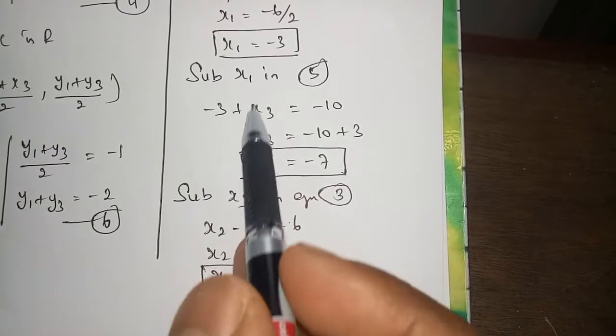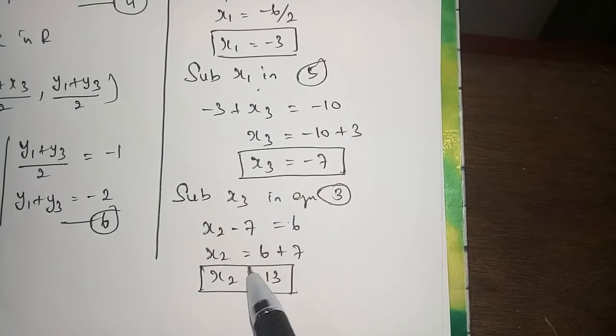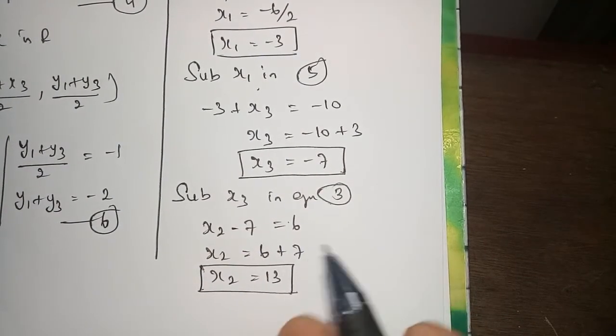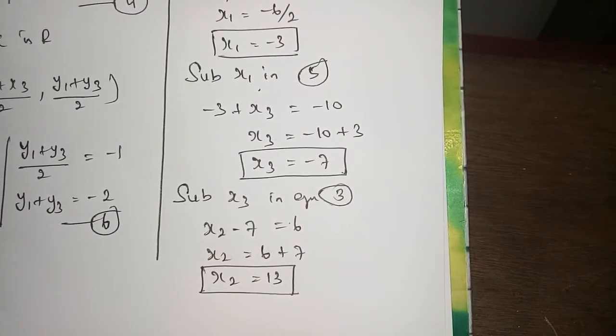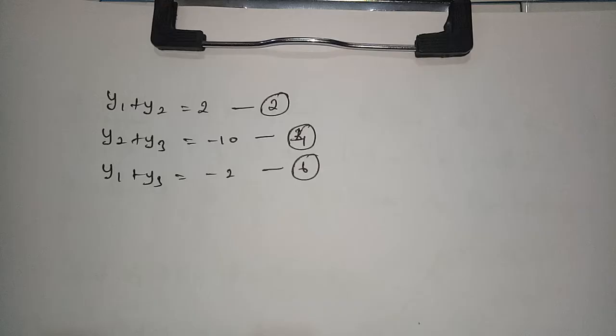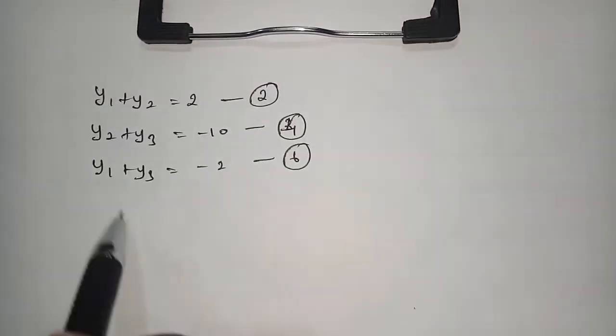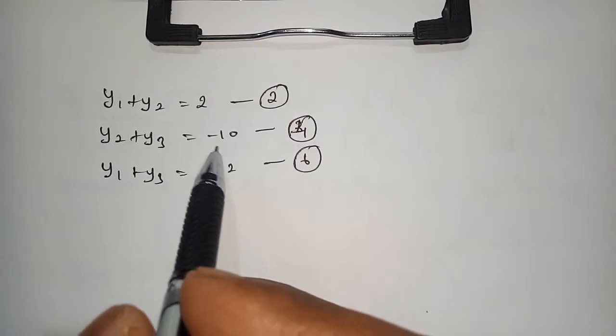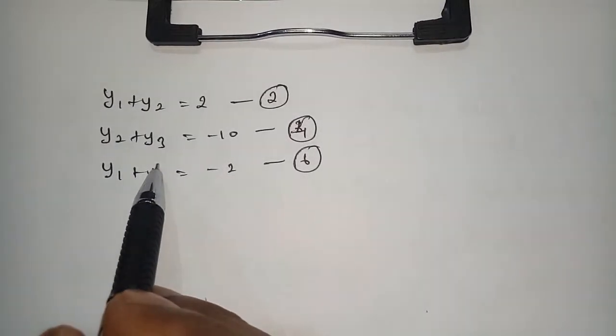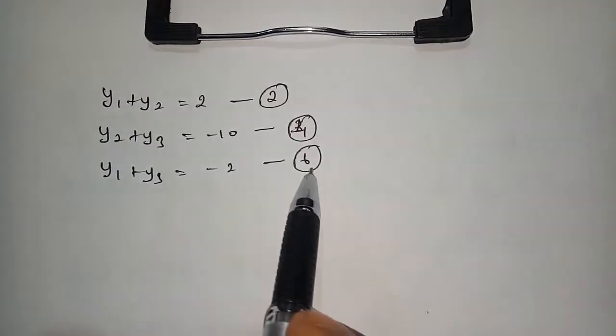Now we got the three values of x1, x2 and x3. Now we need to find the same for y1, y2, y3. Okay. So the page is over. We'll come to the second page. So I have written these three equations for y: the second, 4th and 6th.